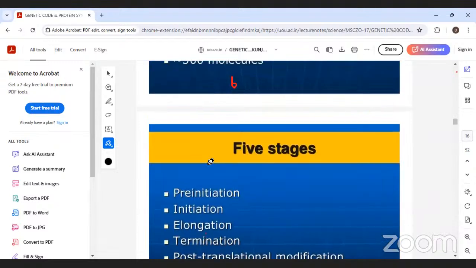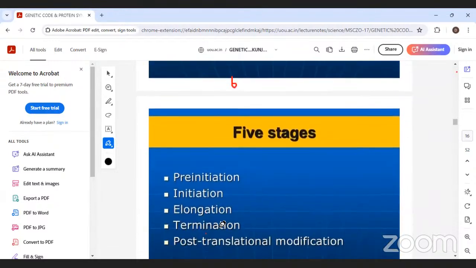Before protein synthesis, here five stages are there. One is the pre-initiation stage. Second one is the initiation. Third one is the elongation. Fourth one is the termination. And fifth one is called post-translational modification. First one, pre-initiation.